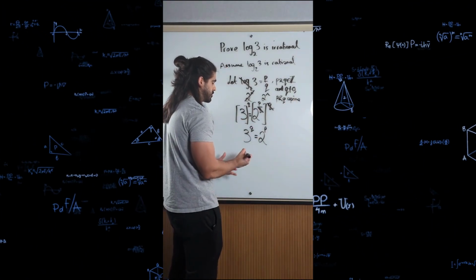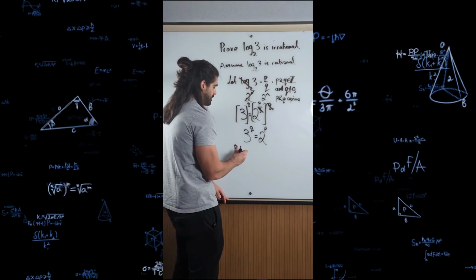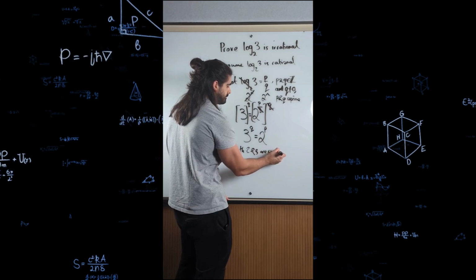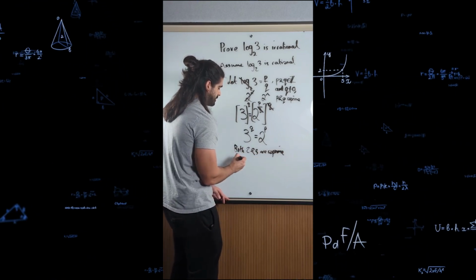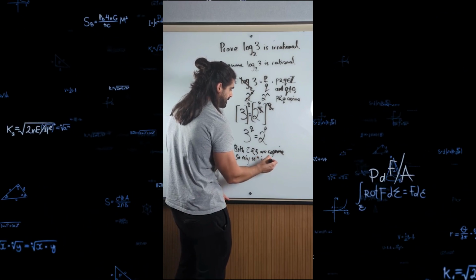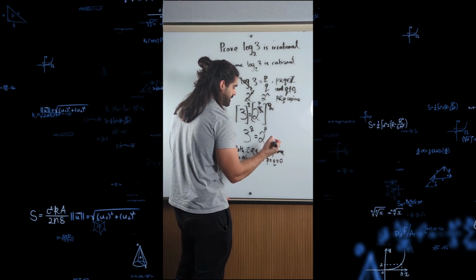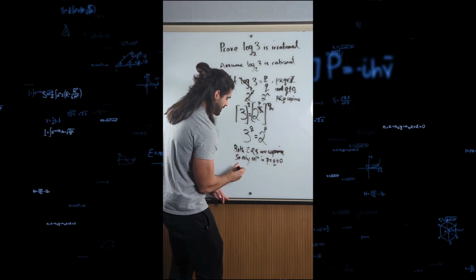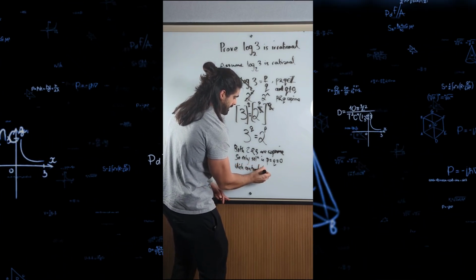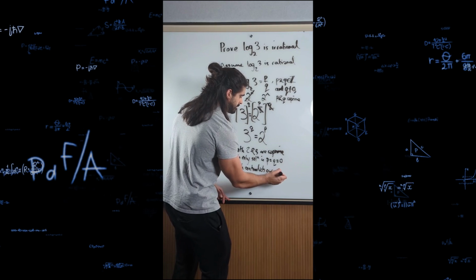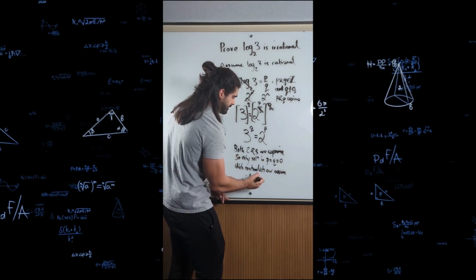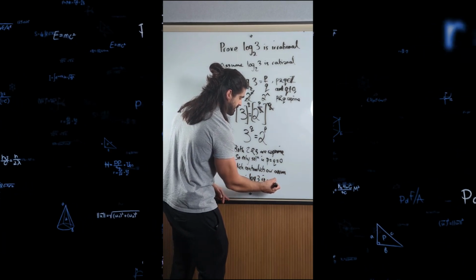So I think the best solution here is to say both 2 and 3 are co-prime, so the only solution is p equals q equals 0, which contradicts our assumption. Therefore, log base 2 of 3 is irrational.